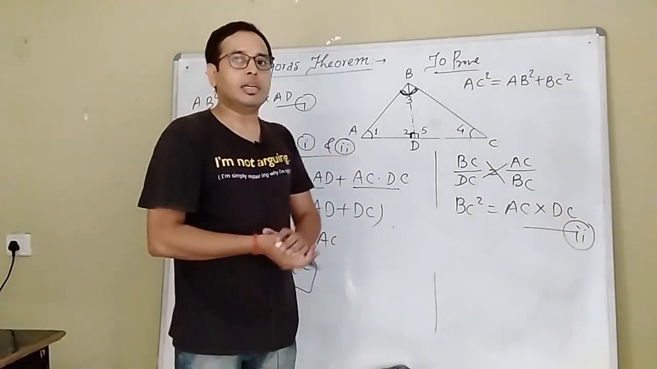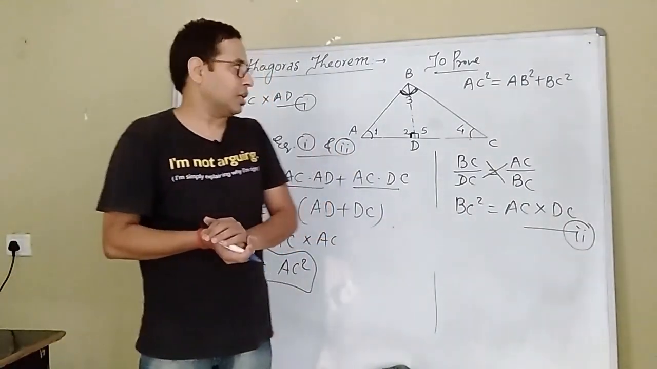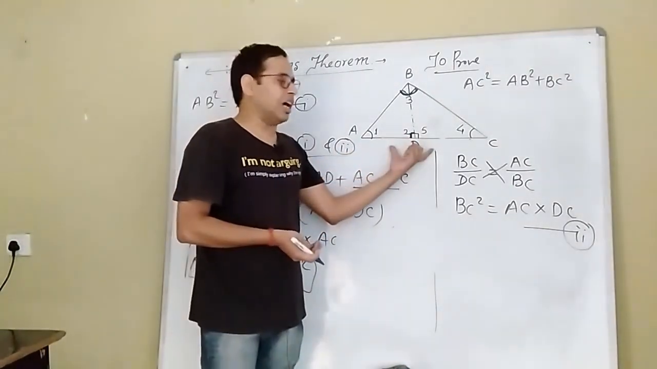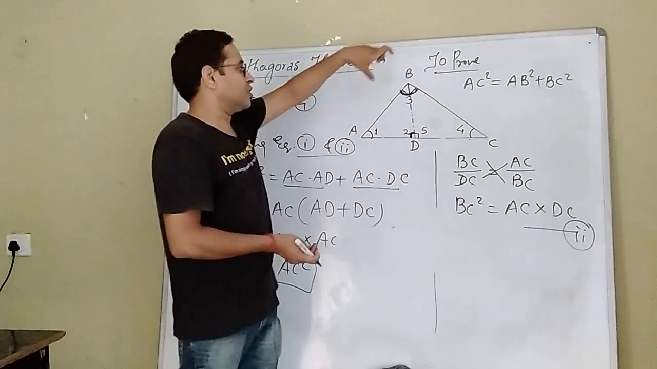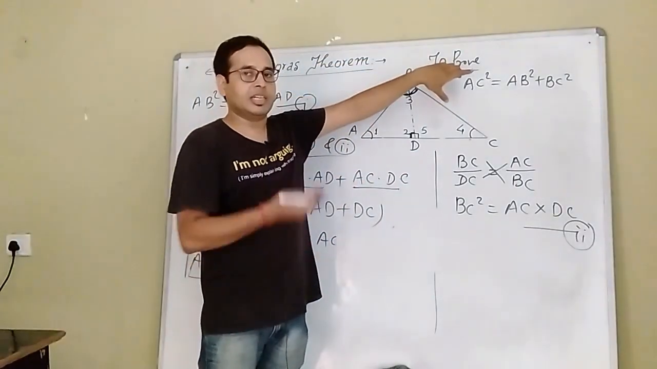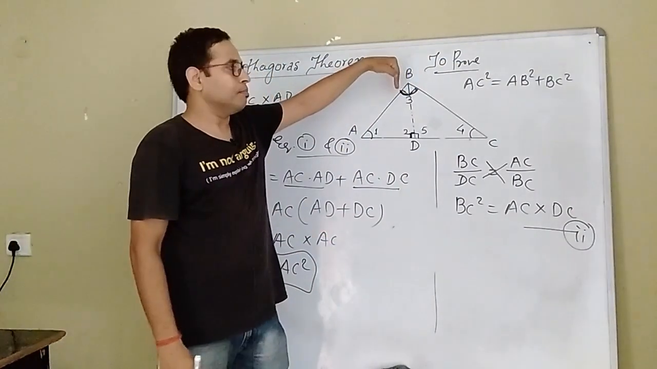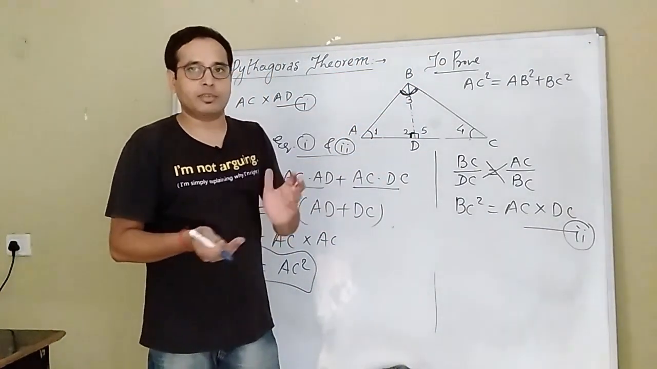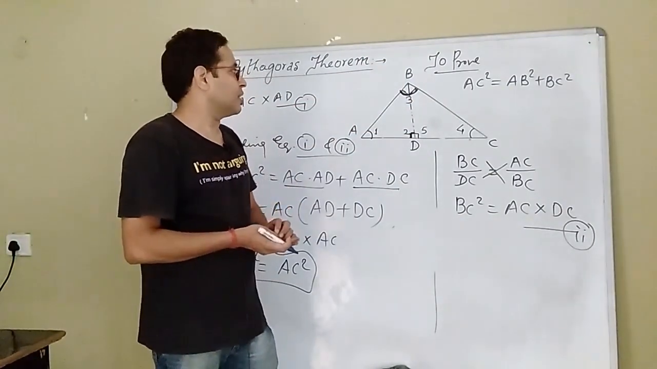Now, we'll go for converse of Pythagoras theorem. Okay? What is converse of Pythagoras theorem? If the square of the hypotenuse is equal to the sum of the squares of the other two sides, then the angle opposite to this side will be equal to 90 degree. That is the converse of Pythagoras theorem.